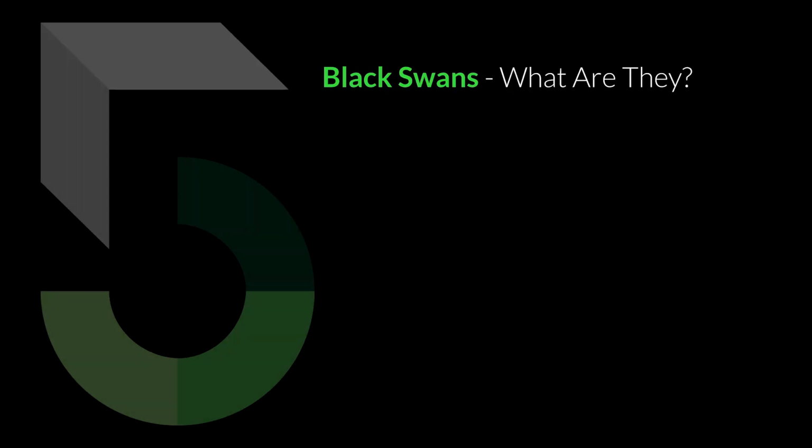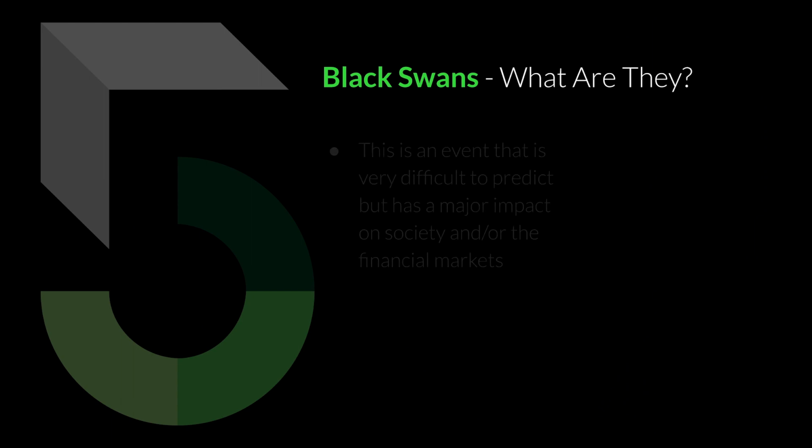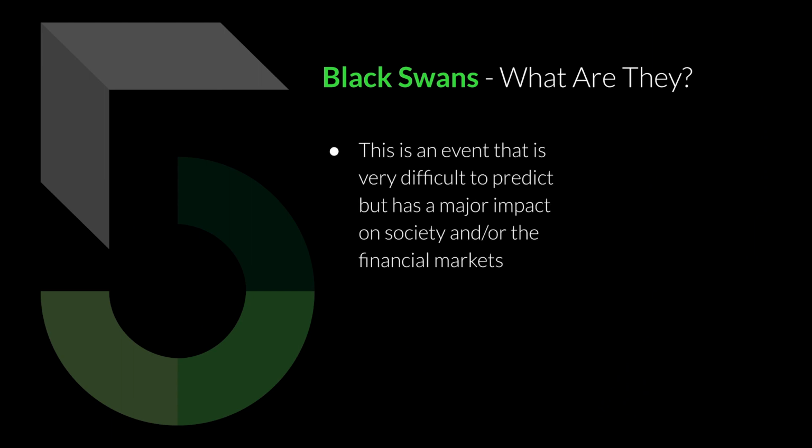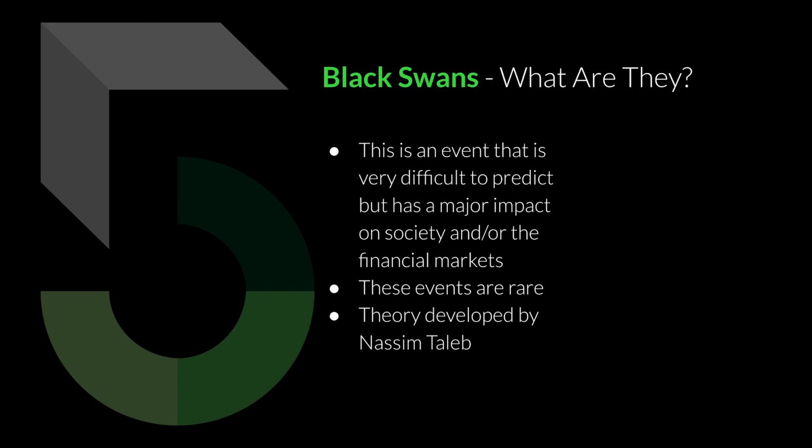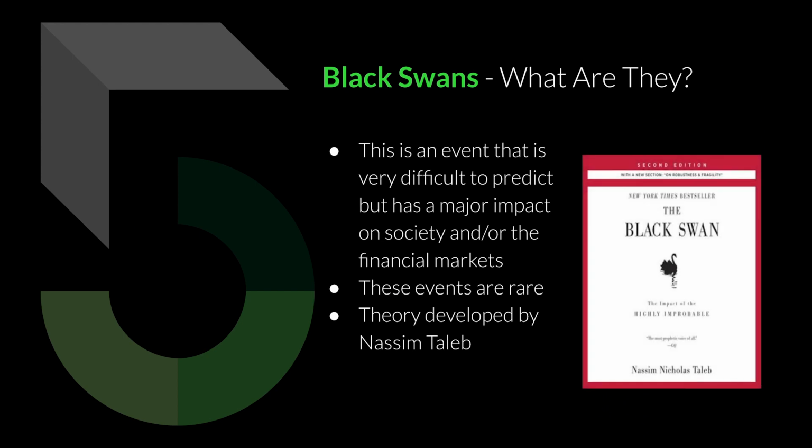So let's first start by talking about black swan events or black swans. Now, this is an event that is difficult to predict when it's going to happen, but when it does happen, it's got a major impact either on society or, in our case, the financial markets. These events are very rare, and again, they are difficult to predict when they would happen. This theory of black swan events was developed by Nassim Nicholas Taleb in his book called The Black Swan, where he introduces the concept, and you see it. Once you know what these are referred to, you're going to see it all the time in the stock market.